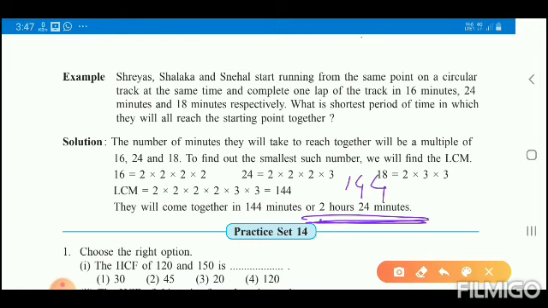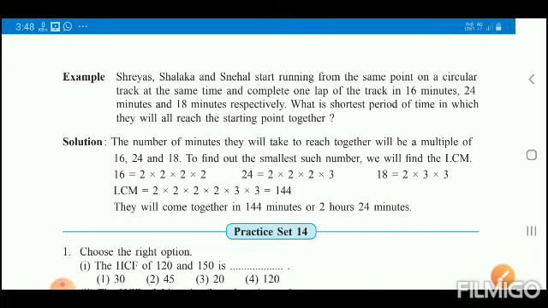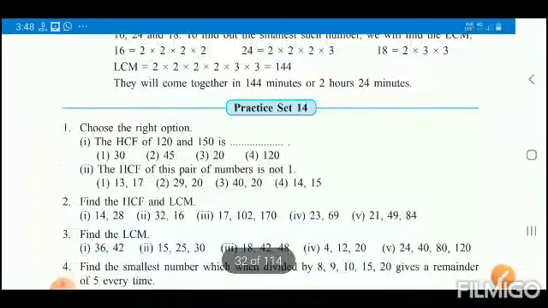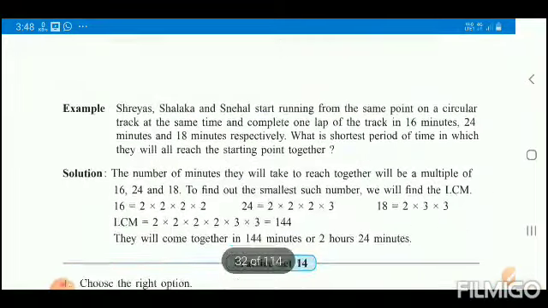Here you will see that 144 minutes is equal to 2 hours and 24 minutes. 1 hour contains 60 minutes, so 2 hours is equal to 120 minutes. Here they have given 144 minutes. So 144 minus 120, 24 minutes remain. So they will come together in 144 minutes. By using this explanation, you have to solve practice set 14.